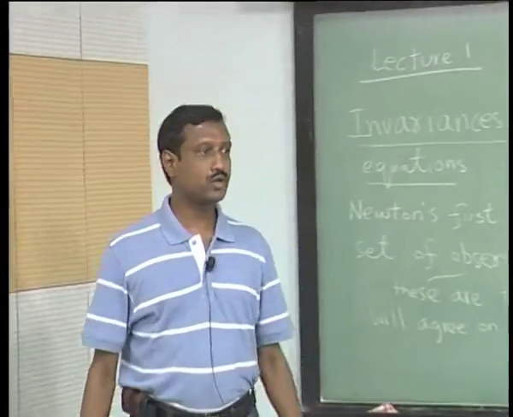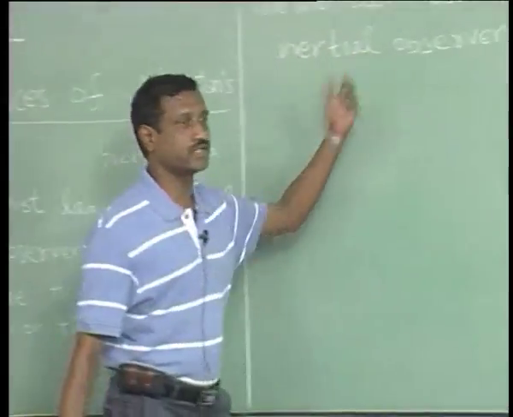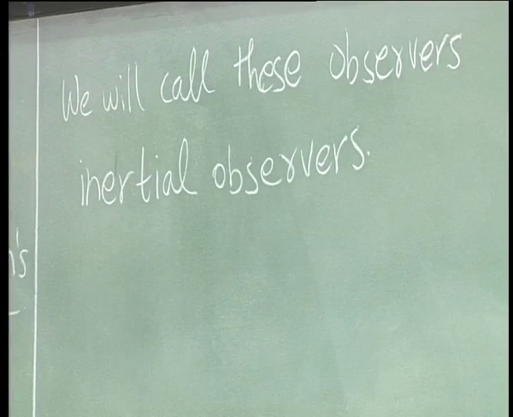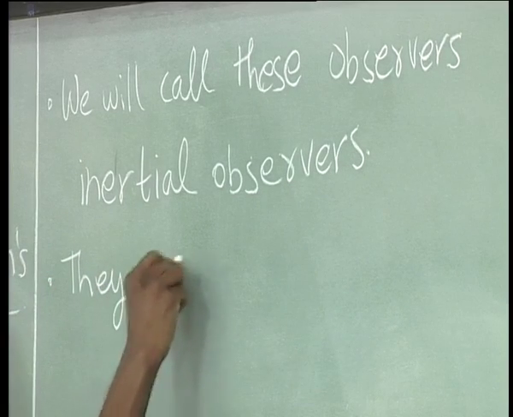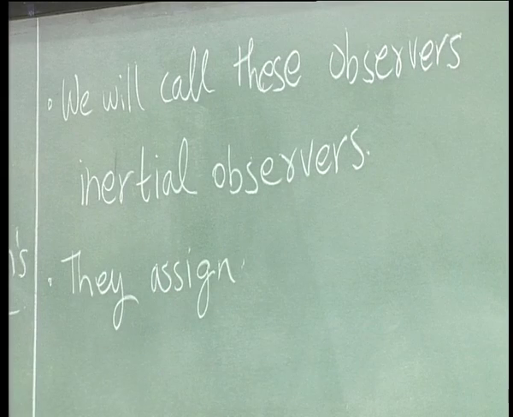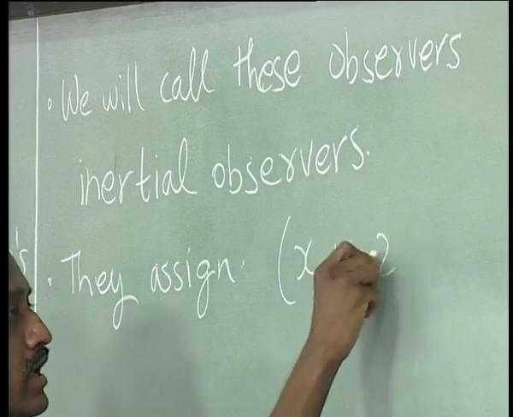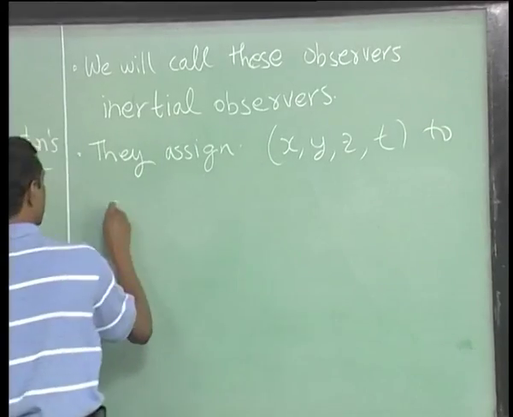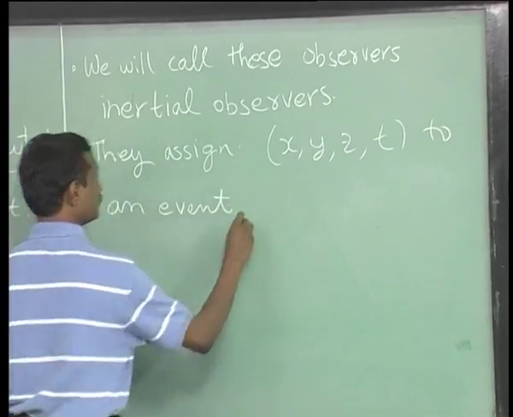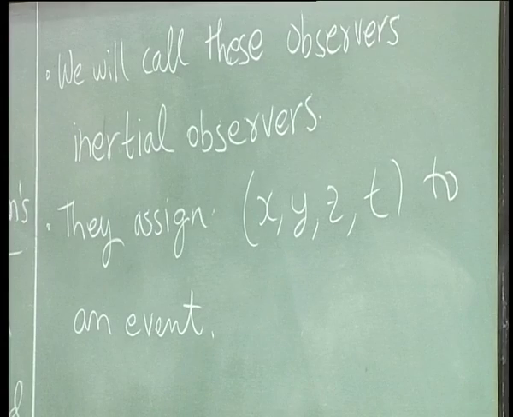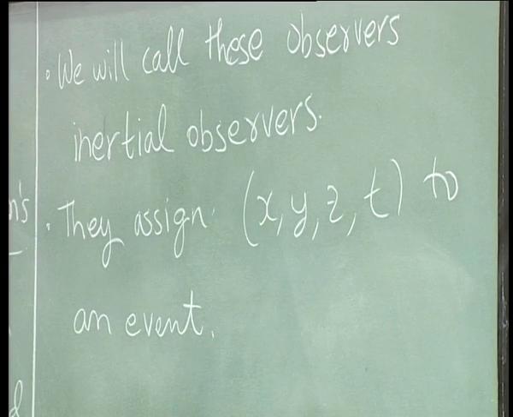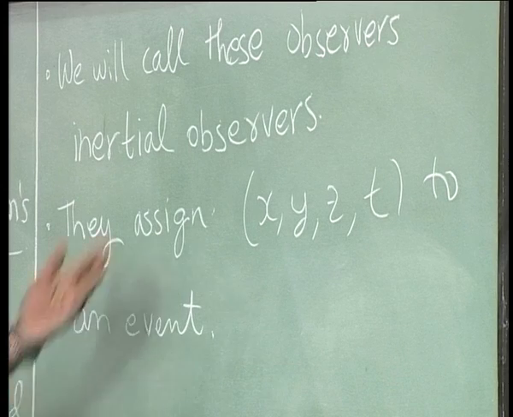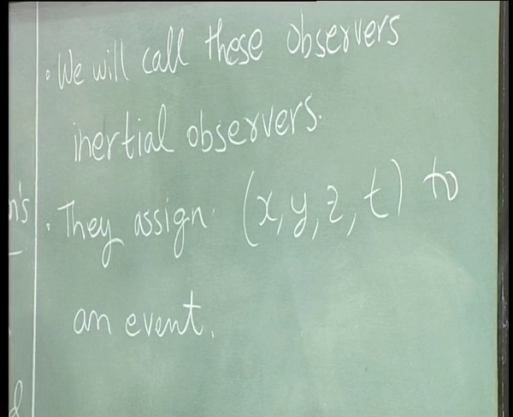And the question we will ask is what characterizes these observers. Every observer will assign coordinates x, y, z, and some time to an event. So, if you have 2 observers, they will assign 4 different numbers to something, and the question is how will they be related, given the fact that we have said that they will agree on these forces.